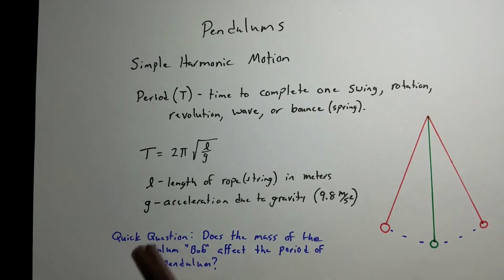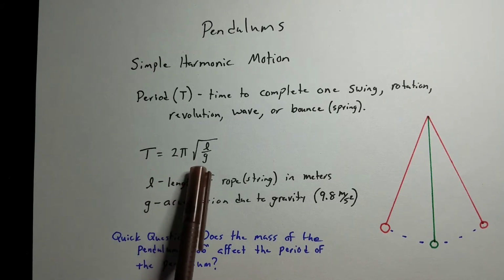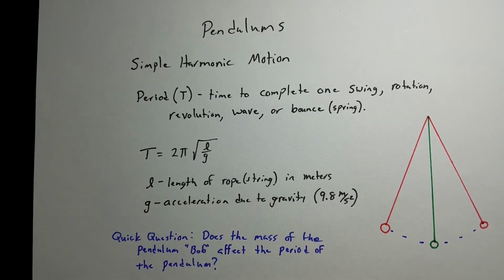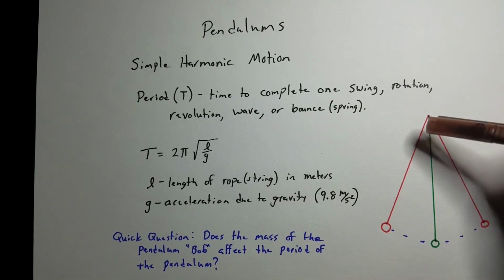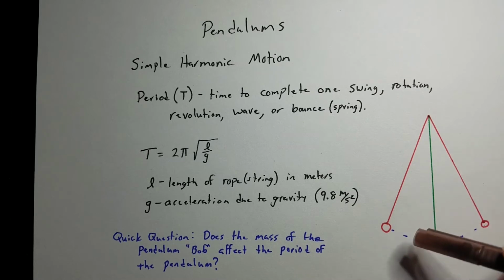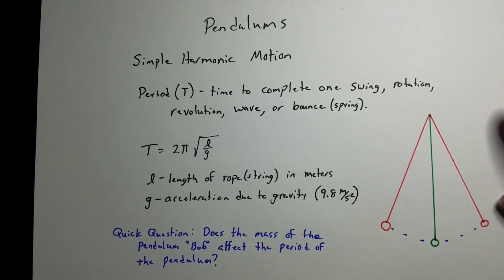And for a pendulum, the way we calculate period is: period equals 2 pi times the square root of L over g. And L is the length of that pendulum. We measure length from the pivot point to the center of mass of the pendulum bob, as we call it. And so that will be the length, and that's the length I want to give you in these examples.